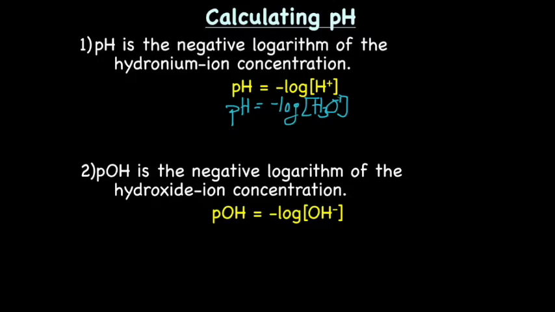All right, pOH is the negative logarithm of the hydroxide ion concentration. Formula: pOH equals negative log of OH.